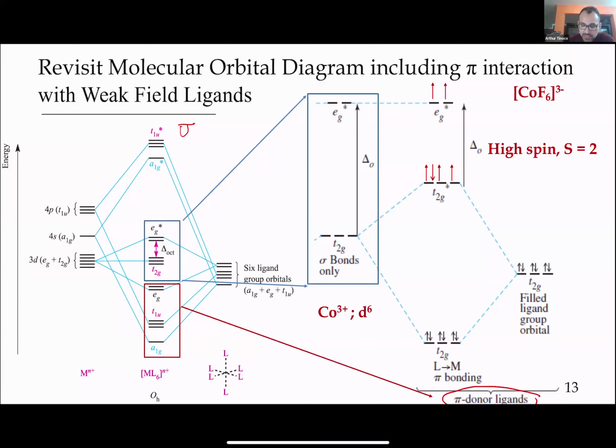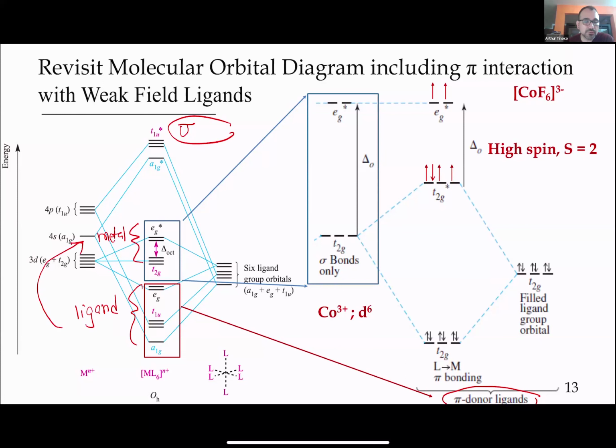So for instance, in the sigma only model, well, they will be coming from these, which are ligand, going into these, which are metal. All right, so that's what it means to be ligand to metal.